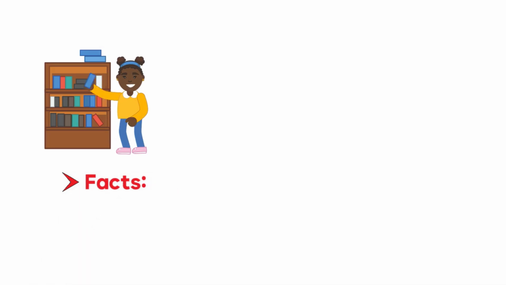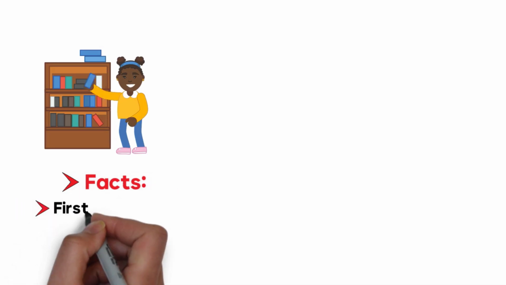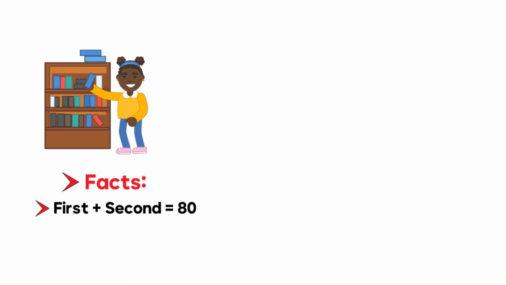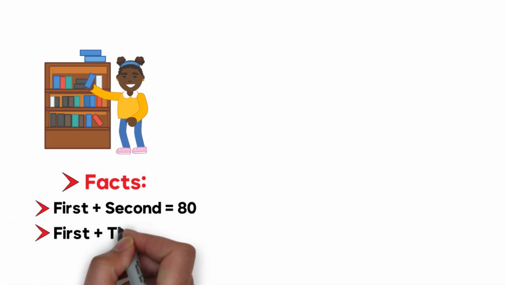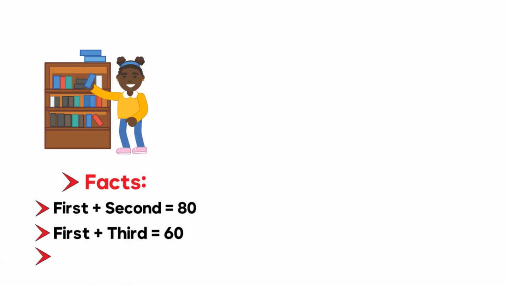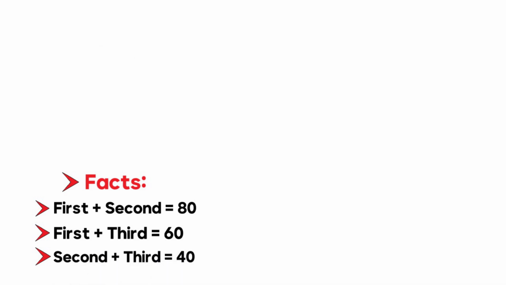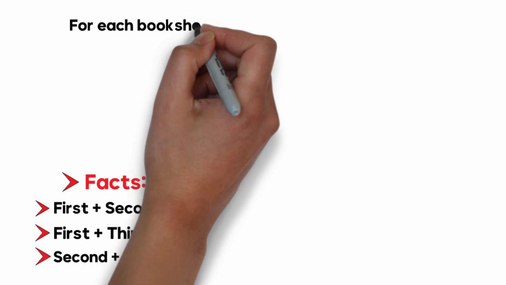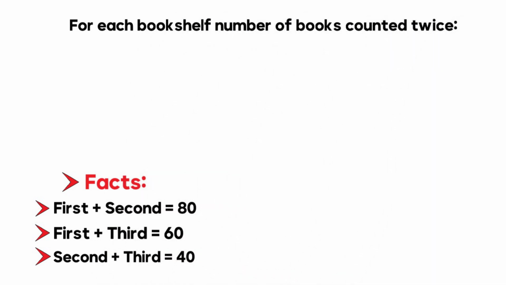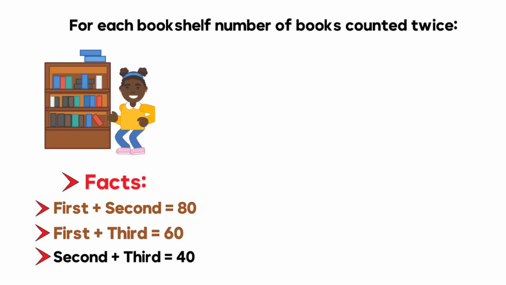And the facts are that on the first and second bookshelves, we have 80 books. On the first and third bookshelf, we have 60. On the second and third, we have 40. And what's interesting about this is that each bookshelf is presented here twice. First is twice, second is twice, and then the third bookshelf also appears in these calculations twice.